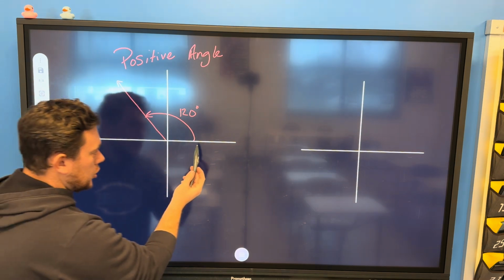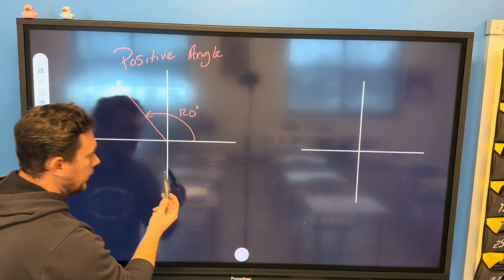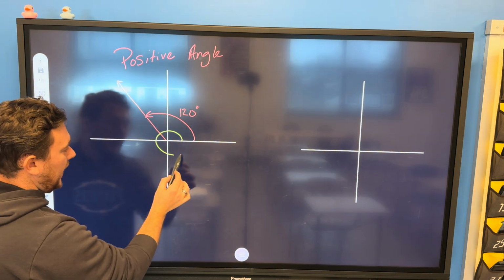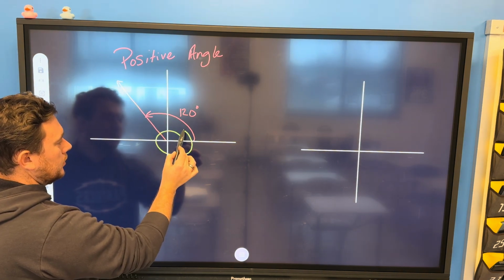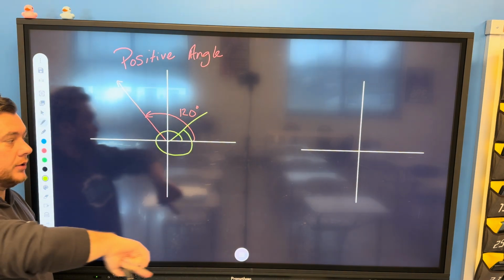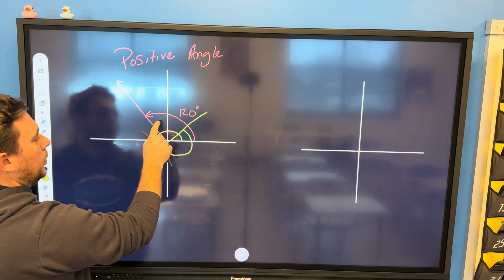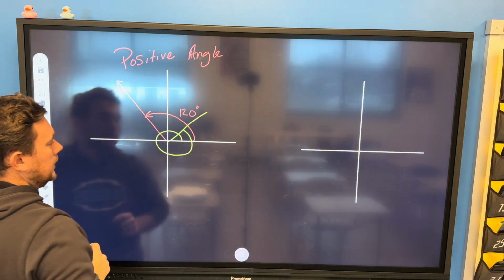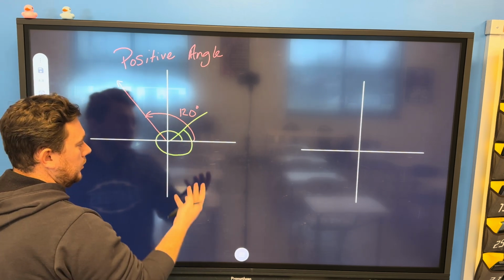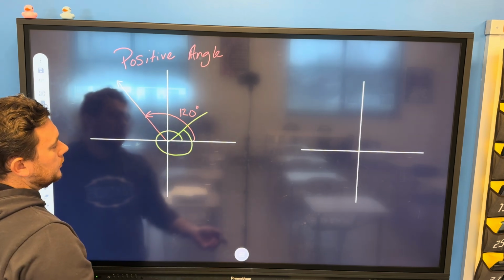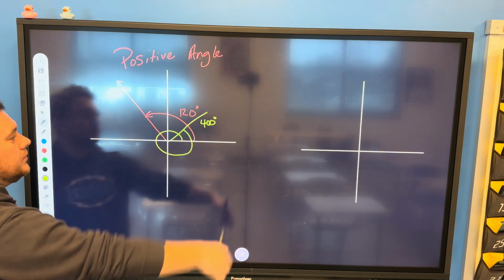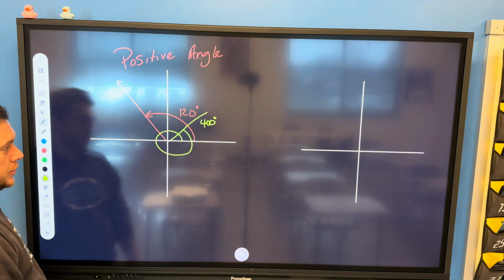All positive angles will start over here and rotate up and around. It could go all the way around and past 360 again, right? That could happen, okay? That's still positive rotation because we're going up and around, right? So it's still a positive rotation. This is just greater than 360 degrees. This might be, for example, let's say it's 400 degrees. It's still positive. It's rotating in a positive direction.